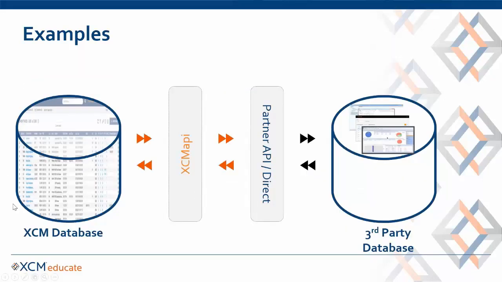This is another example. There are different ways to integrate XCM API. On the left side, you have the XCM database. On the right side, you have a third-party database. It might be your own database, it might be something else. In between, you have the XCM API, and you can use a partner API. There are a lot of connectors available that can connect with these standard APIs, like Zapier, Boomi, and things like that. So you can have these bridging layers, or you can directly integrate into the XCM API.